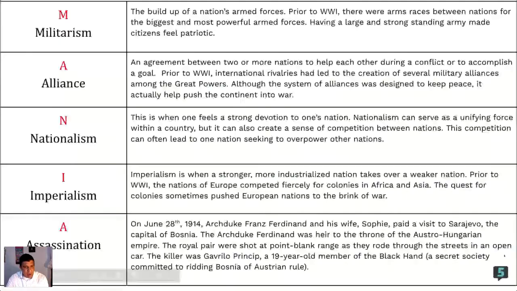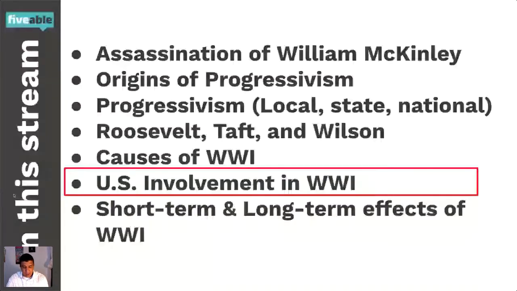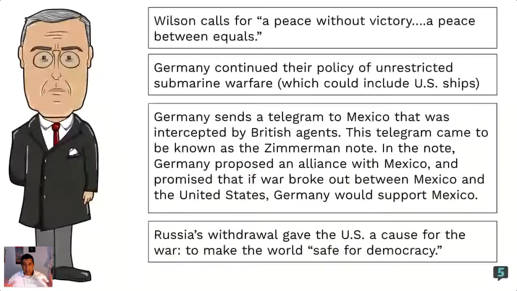So why did the U.S. get involved in World War I? We know the causes. And why did they get involved? Well, Wilson calls at the beginning of the war for peace without victory. Dakota, you're right on. All right, you got this, guys. So Wilson calls for peace. But the Germans continue this policy of unrestricted submarine warfare. And Germany, exactly, yes.